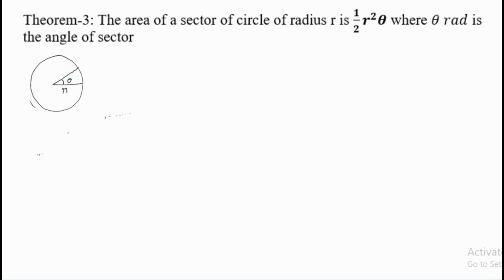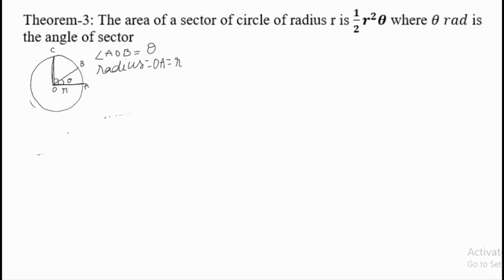Let us label this sector as OAB. Let us draw a line OC perpendicular to the line OA, and the angle of the sector OC is 90 degrees. So let us write this down. Angle AOB is equal to theta radians. Radius OA is equal to R.